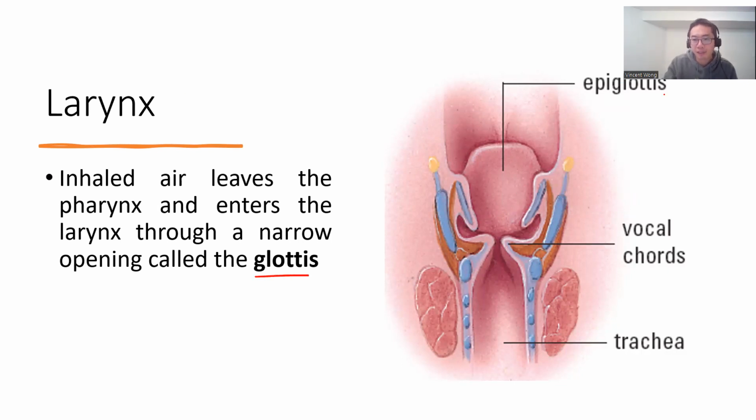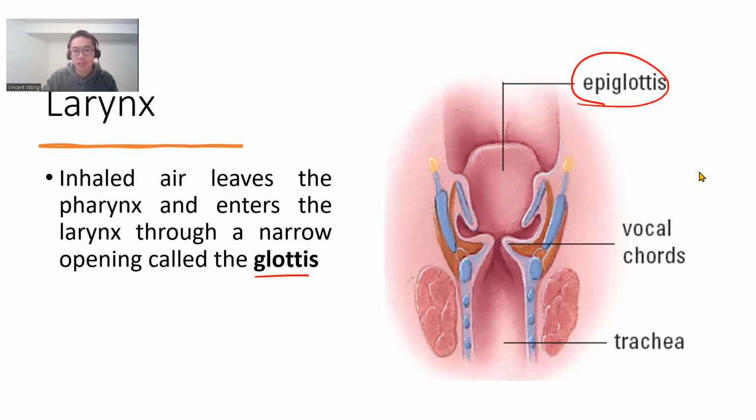And then there is a flap called the epiglottis. Epi means on top, right? So this flap is a cartilage flap that will close the larynx when you're swallowing.